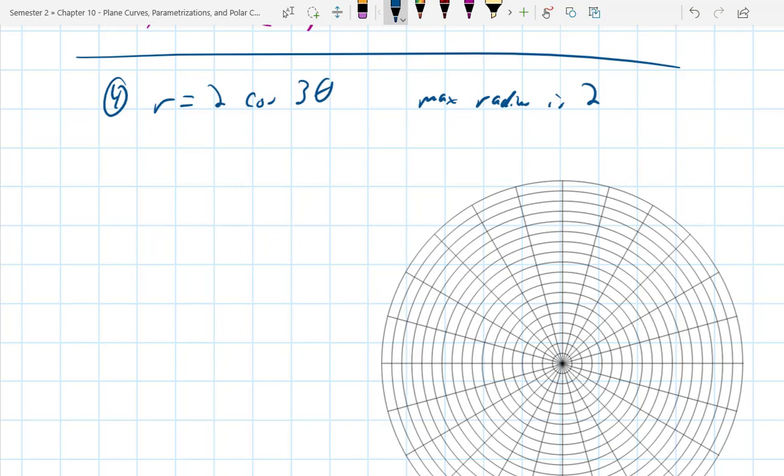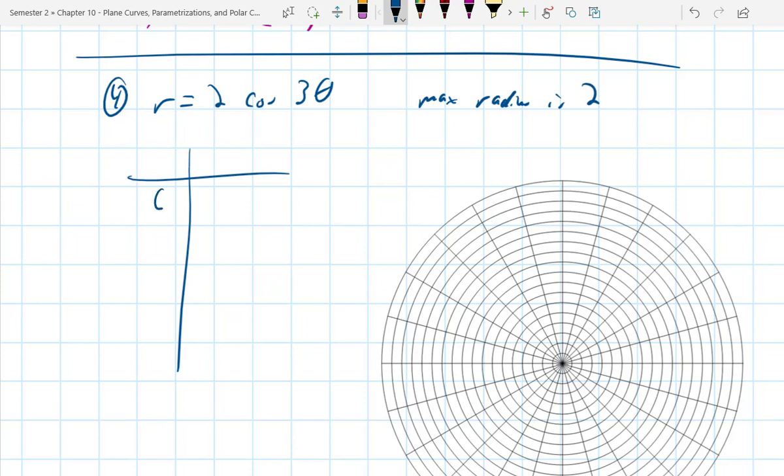Essentially what's happening is that as my angle increases, my radius is cycling between 2 to 0 to negative 2 to 0 to 2 to 0. You're going to get a shape that starts to look like this. You don't know quite how that's going to play out just yet, but it starts to cycle back in sort of a circular method. Now, I'm not too concerned with doing mass amounts of t-charting here, but we can do a few points.